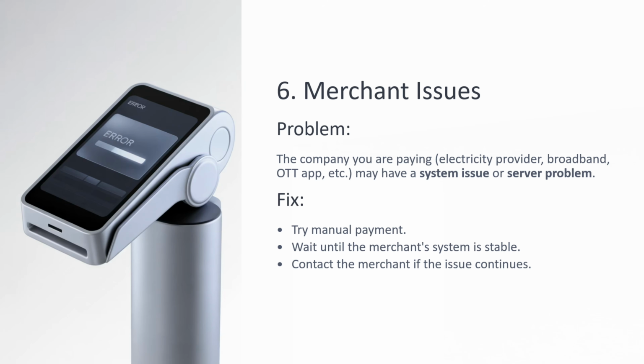Sixth problem is merchant issues. The company you are paying, like electricity provider, broadband, OTT app, etc., may have a system issue or server problem. The fix is try manual payment, wait until merchant system is stable, contact the merchant if the issue continues.